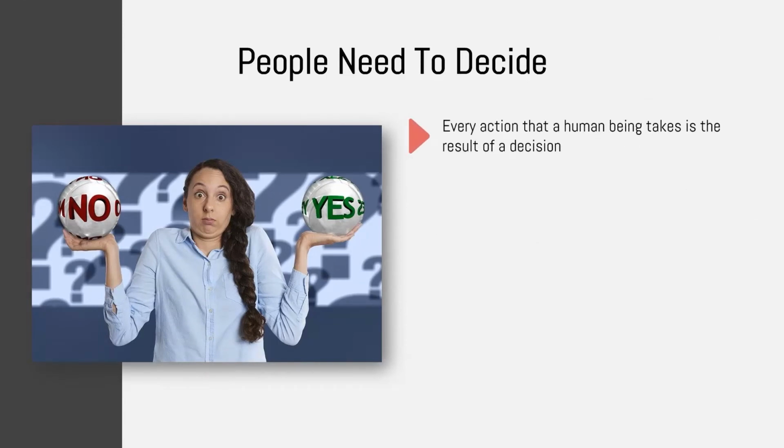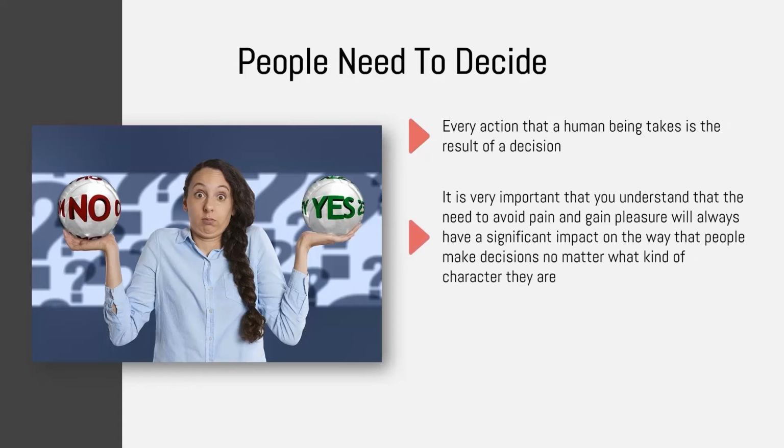Pulling your hand away from something hot is an automatic decision. Making a purchase of a product or service takes more time to decide. Knowing how people make decisions will greatly help you to influence them. It is very important that you understand that the need to avoid pain and gain pleasure will always have a significant impact on the way that people make decisions, no matter what kind of character they are.